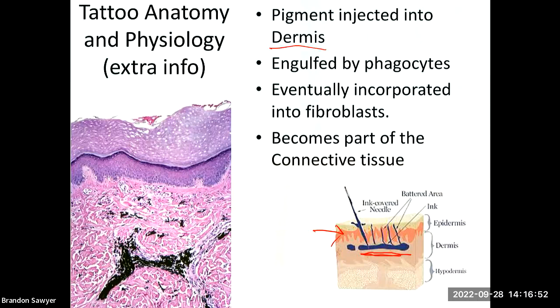But then it's not just that the ink stays there. The ink is actually engulfed by phagocytic cells like macrophages and other types of cells that are there in that area. And then eventually the engulfed ink becomes incorporated into the protein that the fibroblasts send out. The fibroblasts are the ones making all the proteins in that area. And so they're sending out different protein that has this darker color to it. And so it's eventually incorporated as part of our connective tissue that we find down there in the dermis.